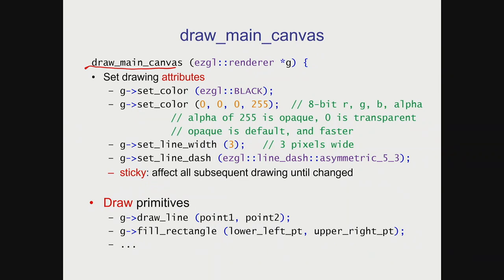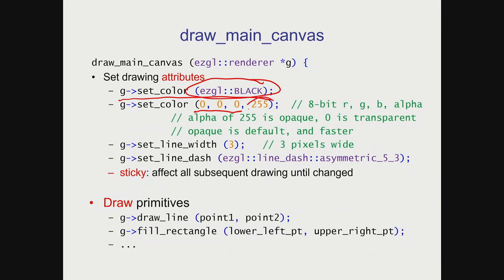Inside the draw main canvas, now you can do anything you want. So what do you do? Well, you're probably going to have a lot of setting drawing attributes. Attributes are how you will draw. What's the color? So here I'm saying let's use the black color, and that's a named color in ece2gl. But I can also say let's use a color red, green, blue is 0, 0, 0, so that's also black.